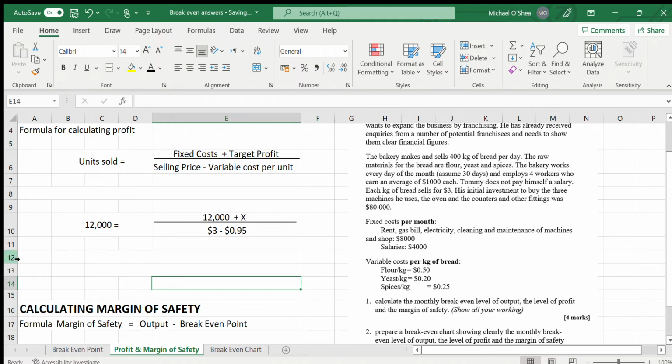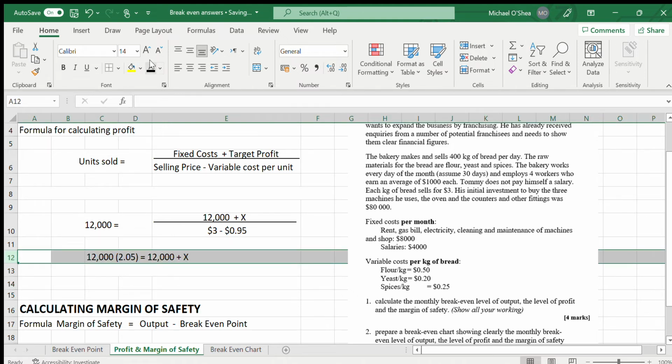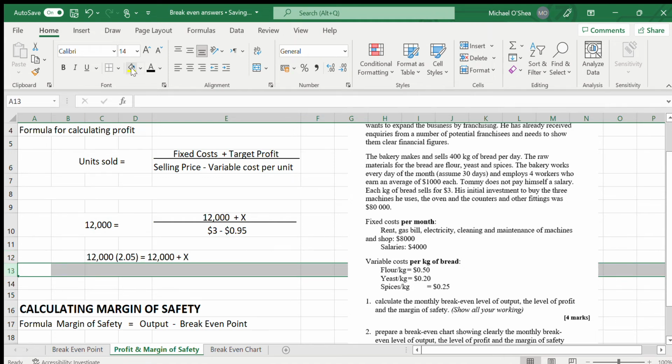So how am I going to work this out here? I just basically work across 12,000. I'm going to bring this over, multiplied by 2.05 is equal to 12,000 plus X. As you would in maths, you're just solving across for X, bringing over the 12,000, and we're left with X is equal to 12,600. All I did basically was just rearrange this. 24,000 and something minus 12,000 equals X. X is equal to 12,600.